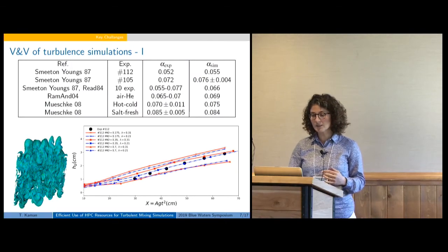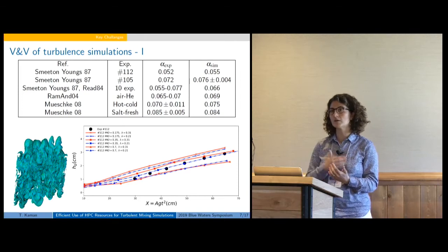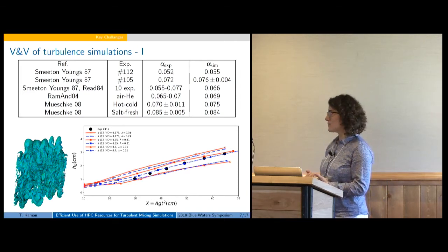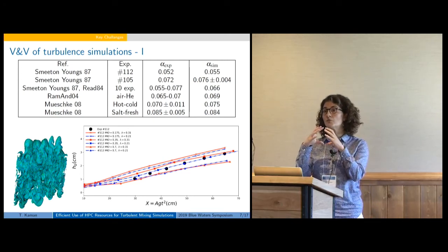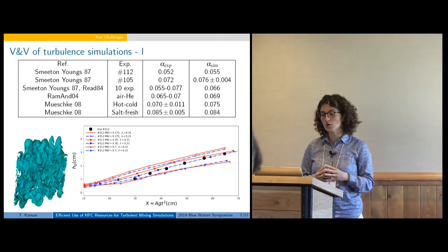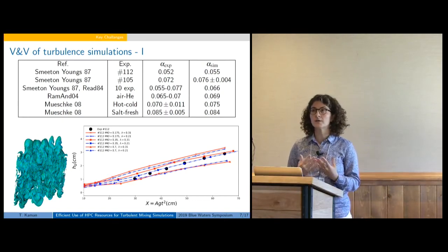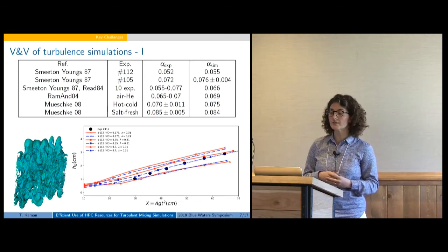So these are the key challenges, and when we look at the validation, when we compare our simulations with the experiments, we look at several experiments from Smith and Youngs, which is actually the fluid within the rocket tank. And we also look at air, helium, hot, cold, salt, fresh experiments, and their growth rate alpha, the experimental bubble height growth rate, are given.